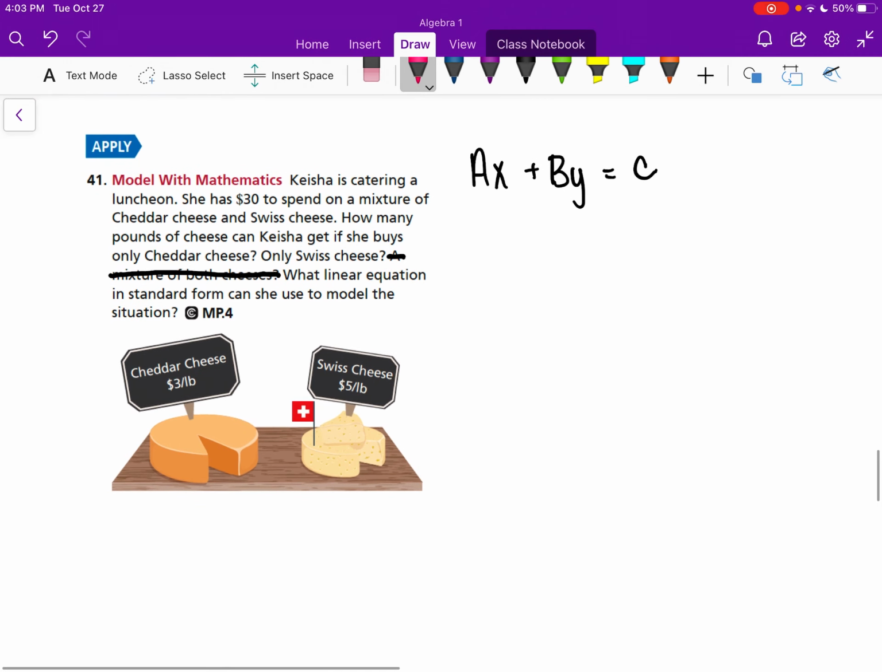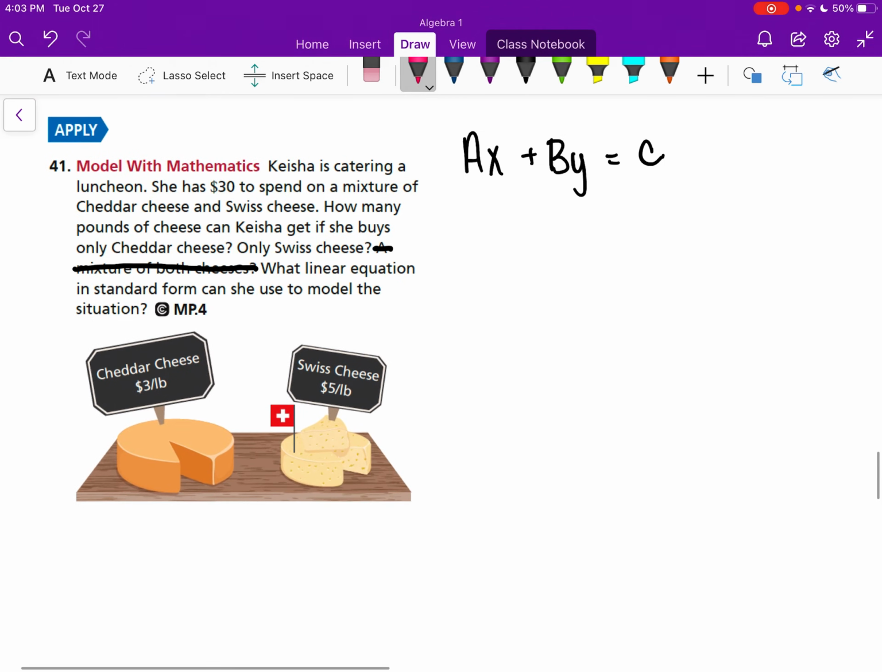The last big part and big idea of this section is applying it to create equations in standard form. So here's our scenario. Keisha is catering a luncheon, and she has $30 to spend on a mixture of cheddar cheese and Swiss cheese. We want to know how many pounds of cheese Keisha can get if she buys only cheddar, and what about only Swiss?